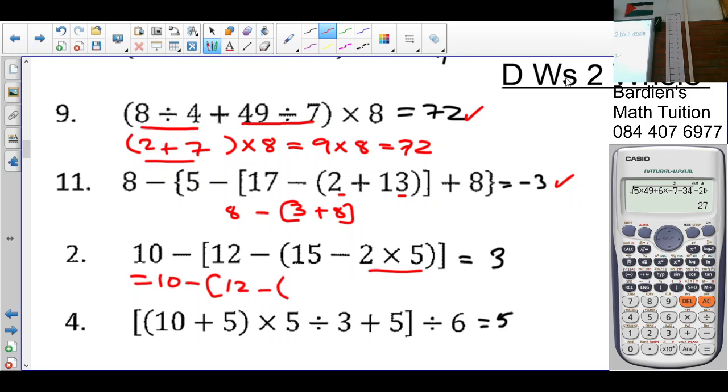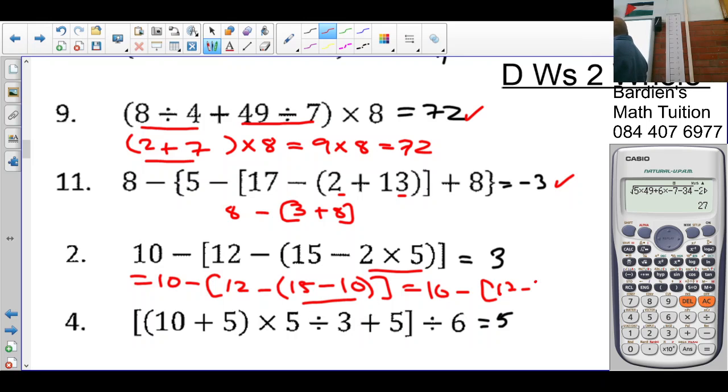So it's going to be 2 times 5 is 10. So you do the brackets, the inner bracket first. So it's going to be 10 minus 12. What's the 15 minus 5? 10? 5. 12 minus 5 is? 10 minus 7 is? Okay. Where did you go wrong?